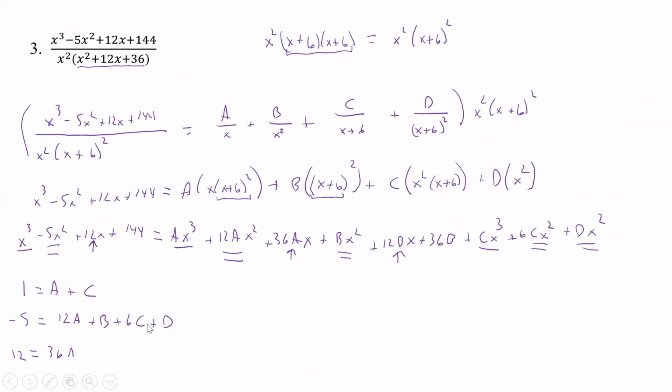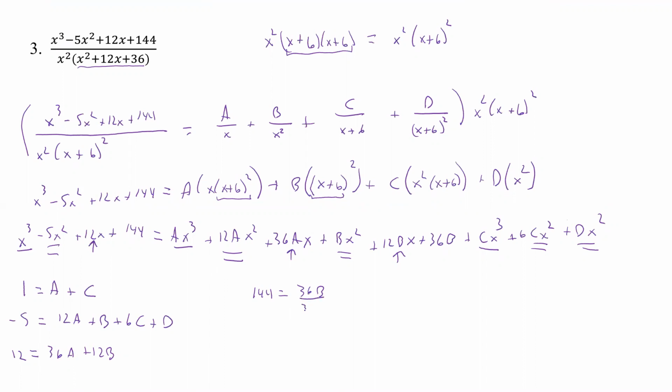There we go. 36a, and where else were we at? 12b, and that was all. And then we have left the blanks, which is 144 equals, and over here, 36b. Okay. All right, so looks like we can solve for b first.